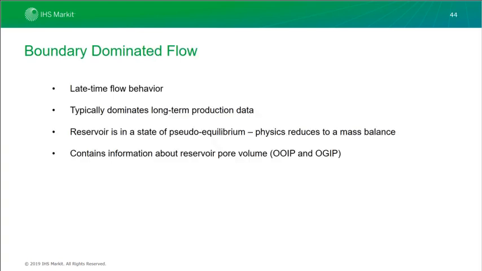Now let's look at boundary-dominated flow. Boundary-dominated flow is a late-time flow behavior when the pressure pulse has reached all the boundaries of the reservoir, and this typically dominates long-term production data. Here the reservoir is in a state of pseudo-equilibrium and physics reduces to a mass balance. It gives us information about reservoir pore volume.